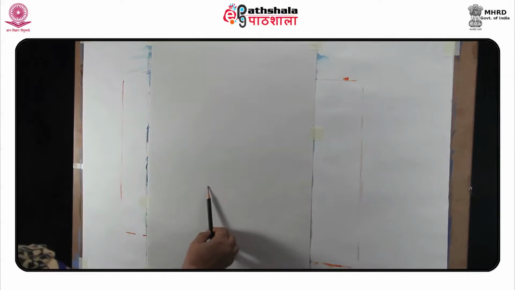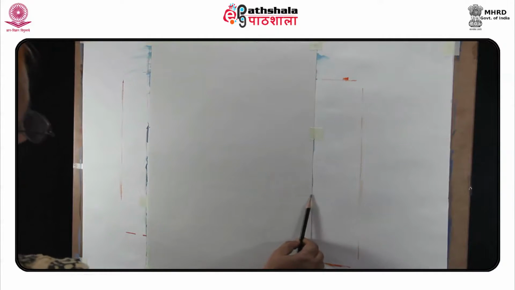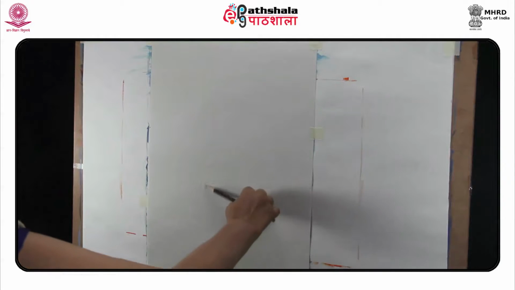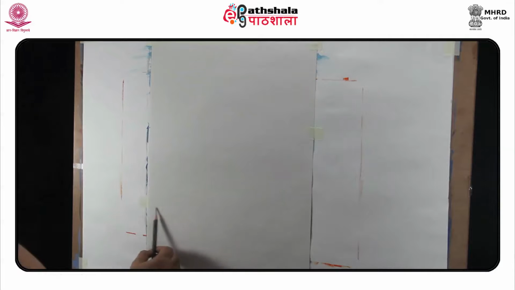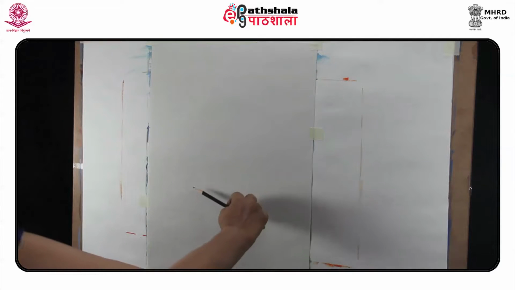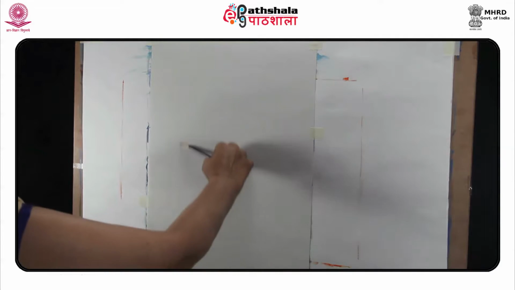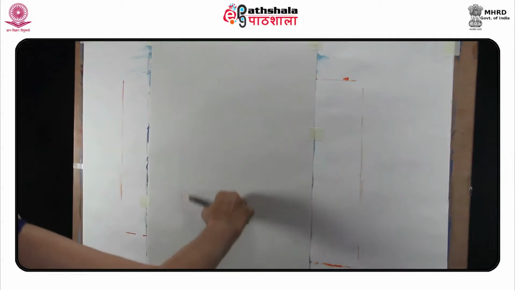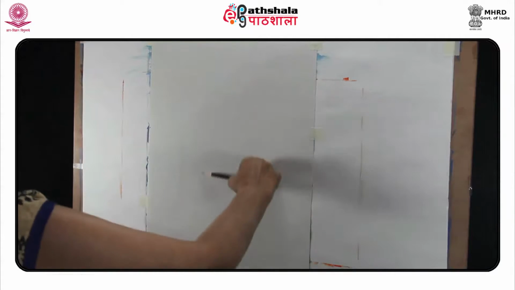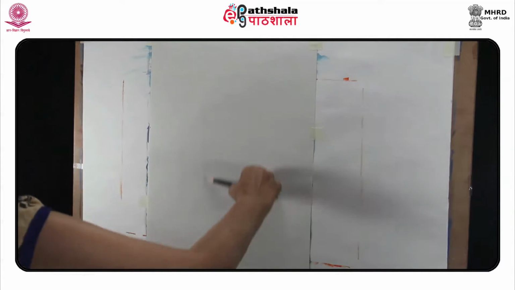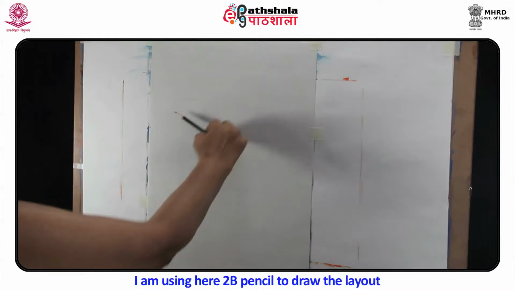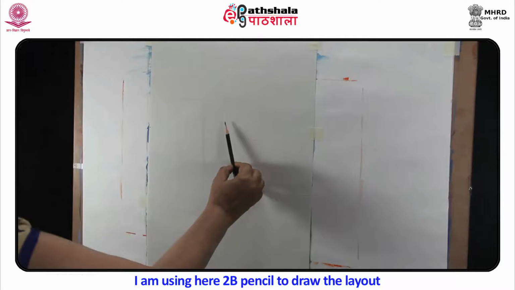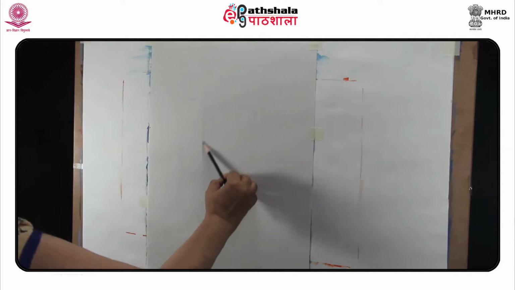Let us start our own constructive painting by using the geometric abstraction of forms and colors. First of all, you have to simply draw rectangles, squares and circles without a ruler. This will result in a more informal composition. I am using here a 2B pencil to draw the layout.